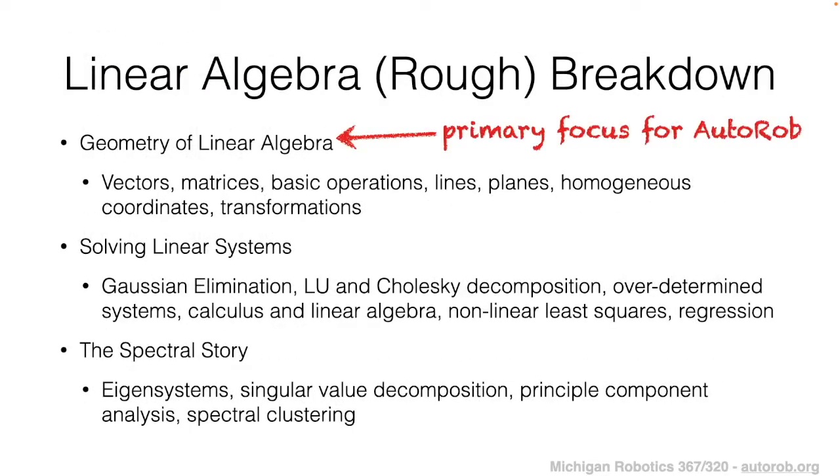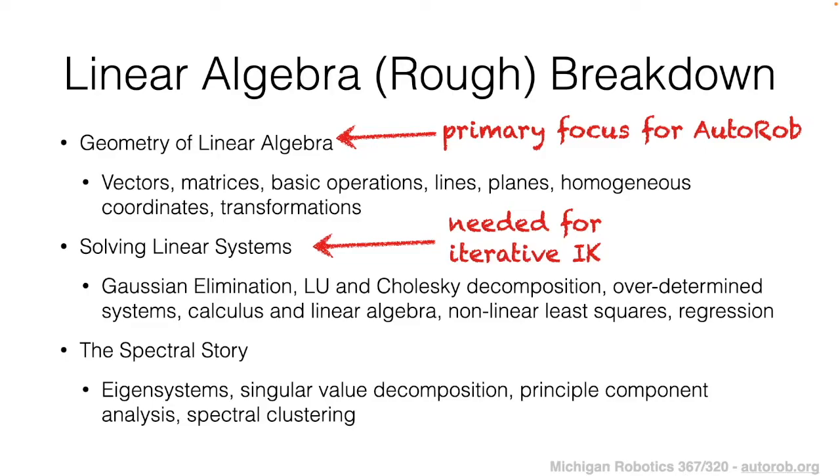So just to highlight the breakdown for our course, the primary focus for AutoRob is going to be using linear algebra to represent geometry. We're going to be focusing on vectors and matrices: essentially addition, matrix multiplication, and scalar multiplication on matrices and vectors. In geometry, there are going to be lines, planes, and transformations of them.